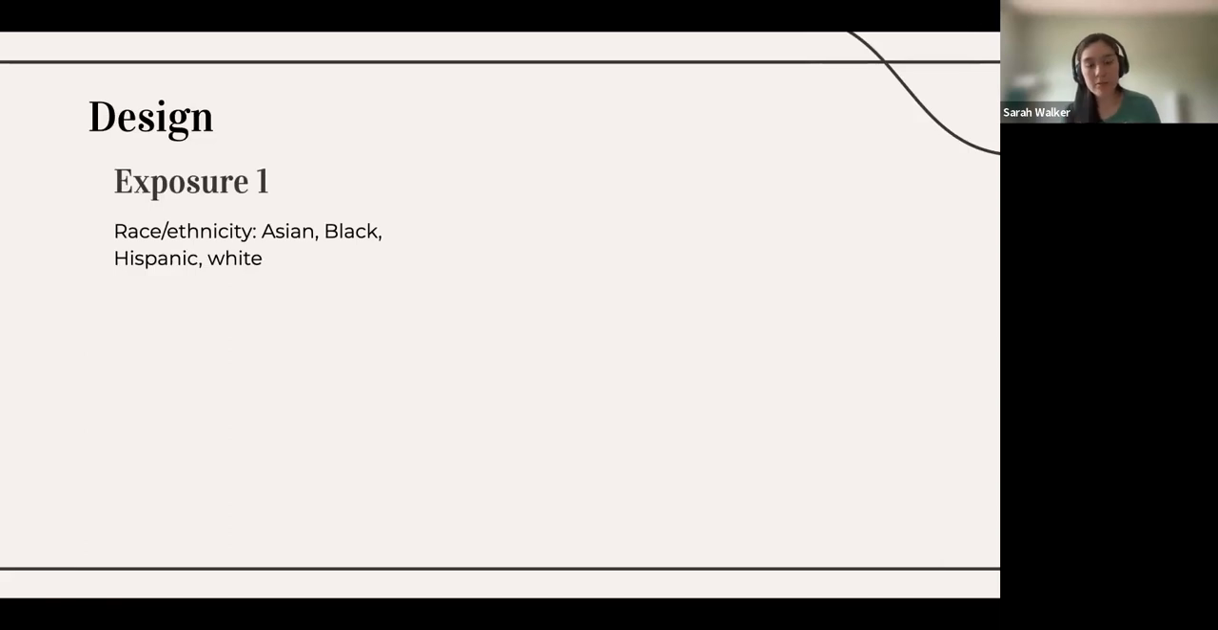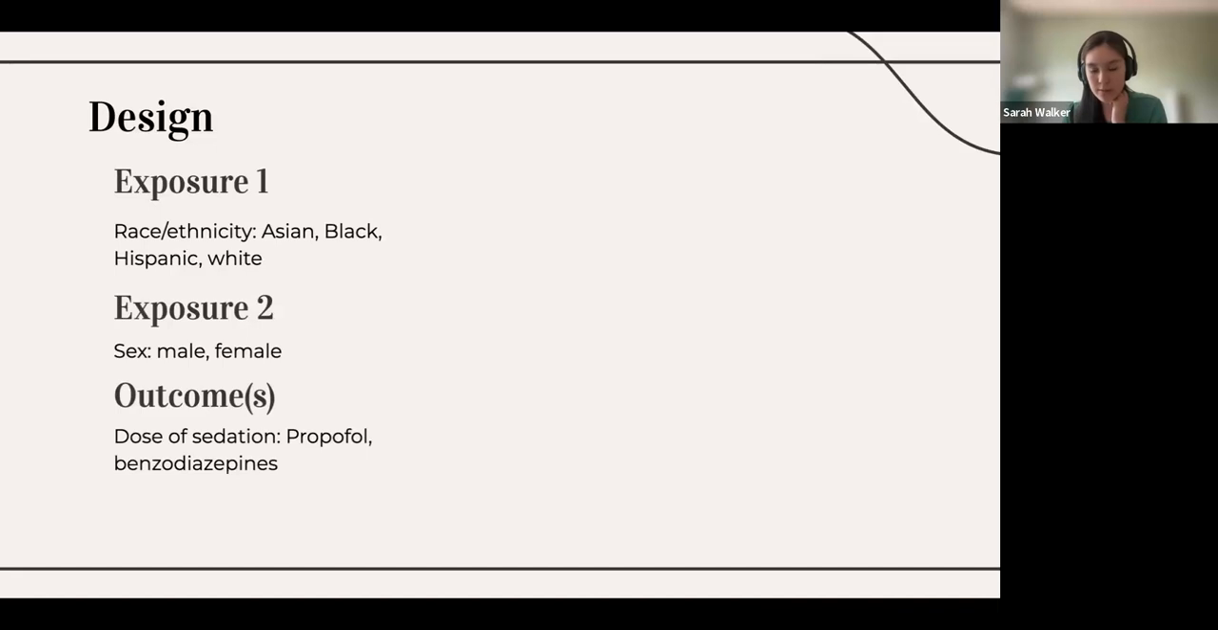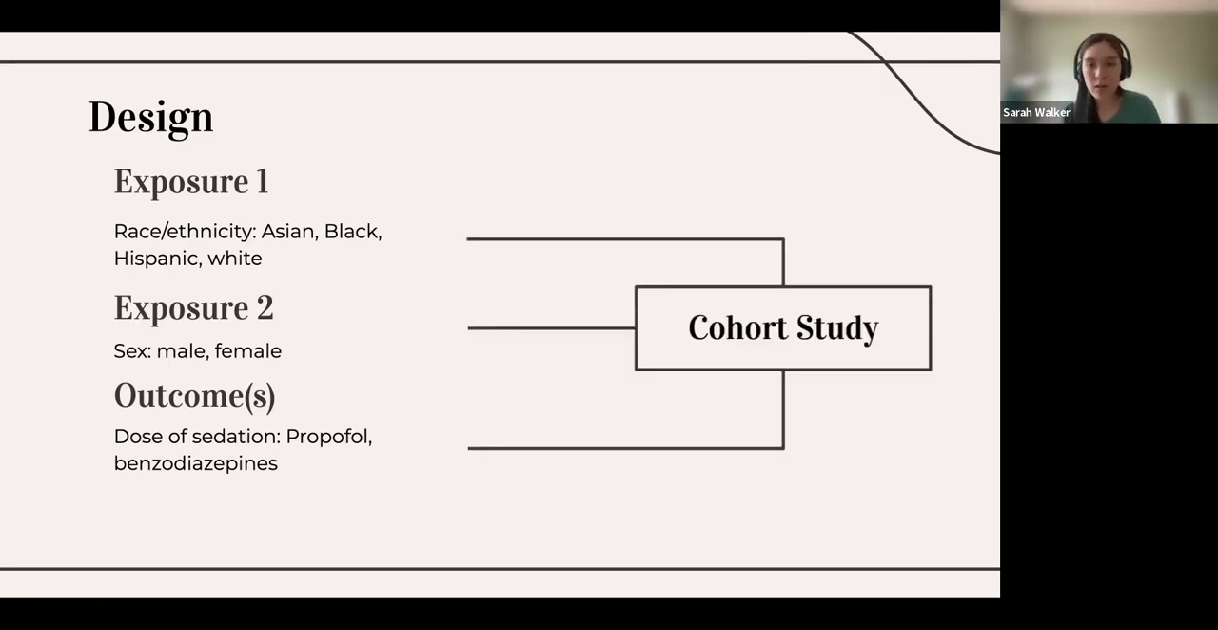From our data set, we have these 4 categories: Asian, Black, Hispanic, and white. And our other exposure is sex, so we have male and female. Our outcome is the dose of sedation. And as previously mentioned, there are different kinds of sedatives. So in our case, we're just looking at propofol and benzodiazepines because these are the 2 most popular ones. Although in the future, we do hope to look at a joint analysis of these 2. So overall, this composes our retrospective cohort study.